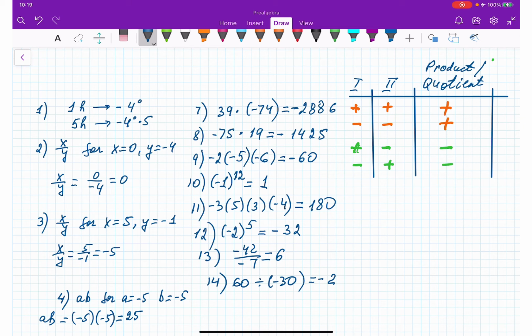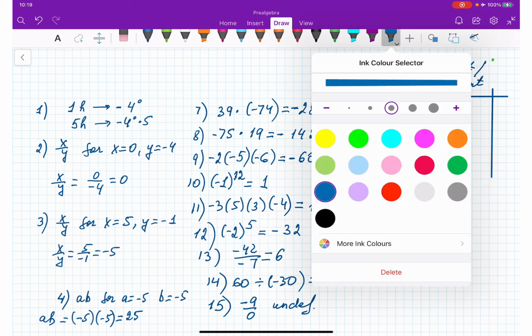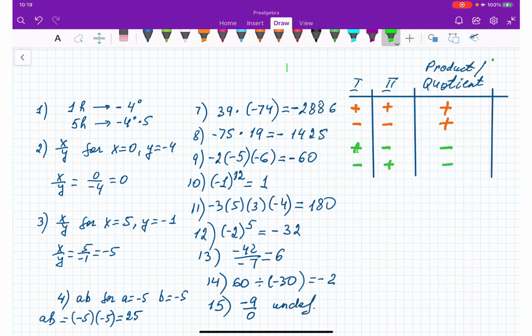Question number 15. We have negative 9 divided by 0. The answer is undefined because we cannot divide by 0. Question number 16. Please remember this. It's very important. Down the road, you are going to deal with different fractions, where a fraction is the same thing as a division, right? And you have to watch out for division by 0. So this is a fundamentally important thing for further math.